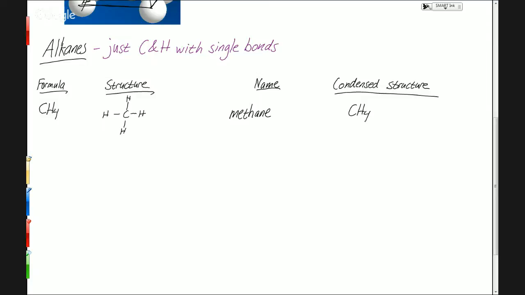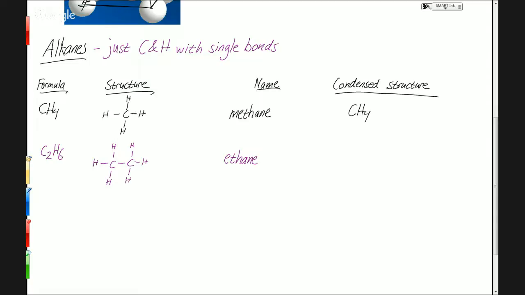Next one in the series is C2H6. Now C2H6 is going to look like this. And pretty soon you'll get the pattern down here and you'll be able to draw some of these. So we now have 2 carbons connected together and then hydrogens surrounding so that each carbon has 4 bonds. That one's name is ethane.